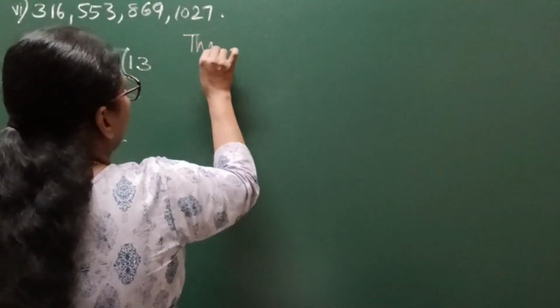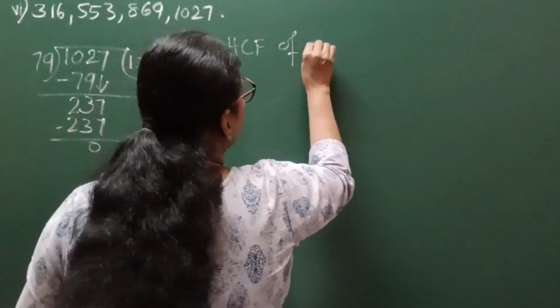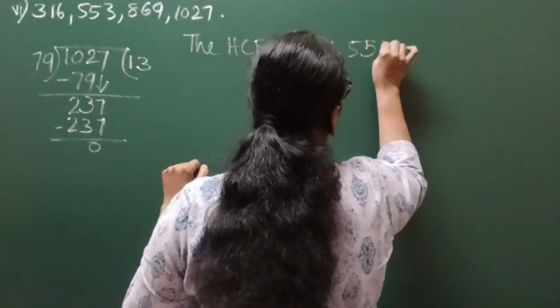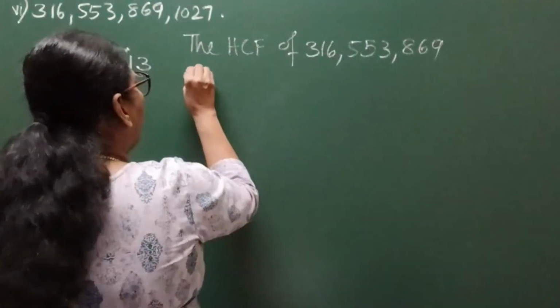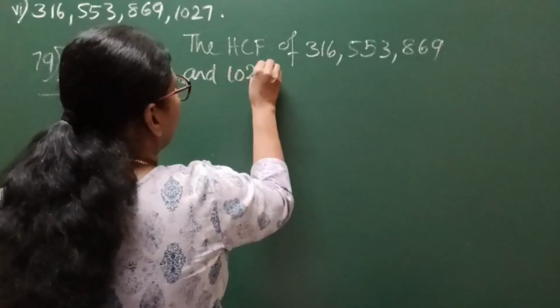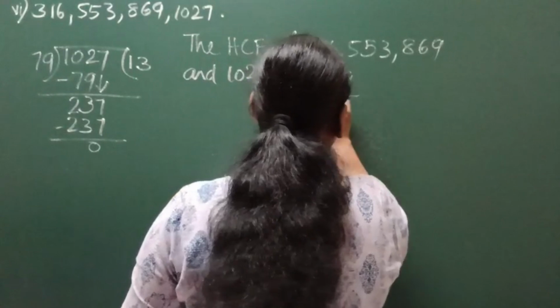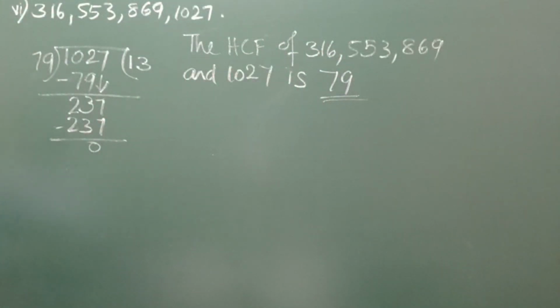The HCF of 316, 553, 869 and 1027 is 79. This is our last HCF. HCF of 316, 553, 869 and 1027 is 79.